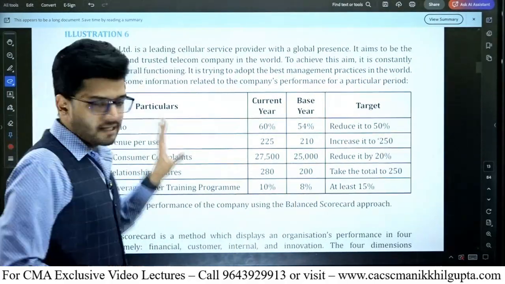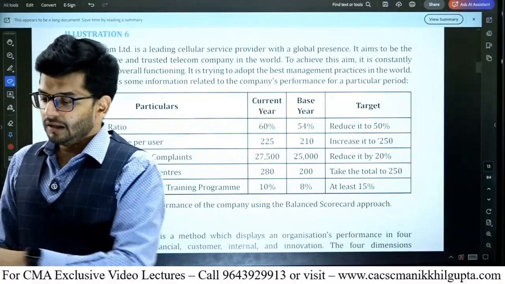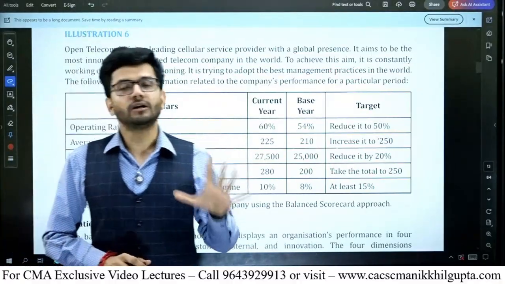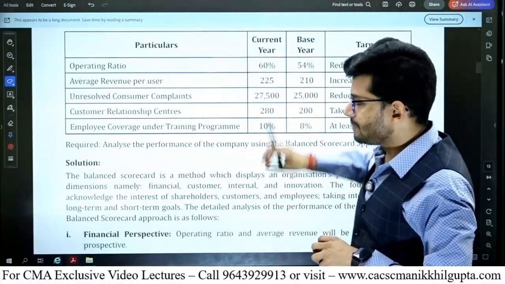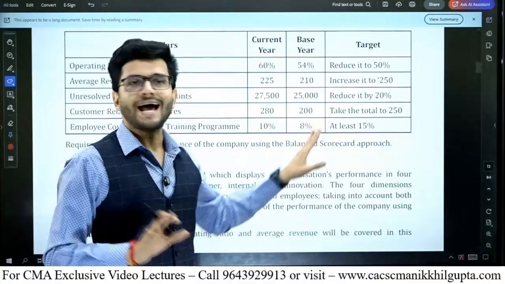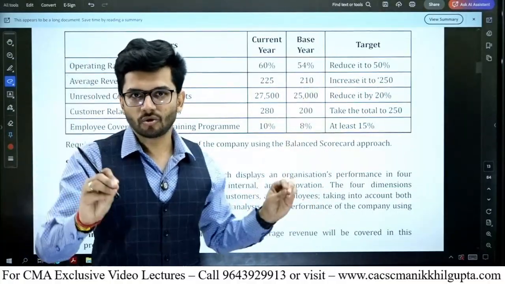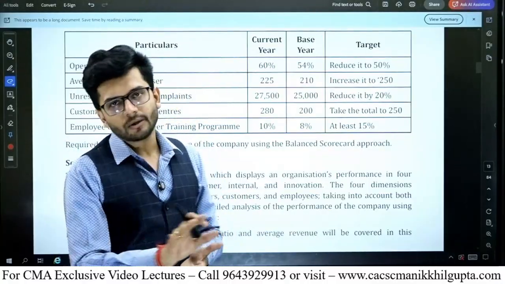All right, illustration number 6. Now, guys, this particular question is an absolute analysis of the balanced scorecard. All the important elements related to the balanced scorecard, which are the financial perspective, human resource perspective, and customer perspective, are given to you. You have to just analyze them. The balanced scorecard we have done in detail in the class. It's there in the institute study material also, and it's a pure theoretical question.